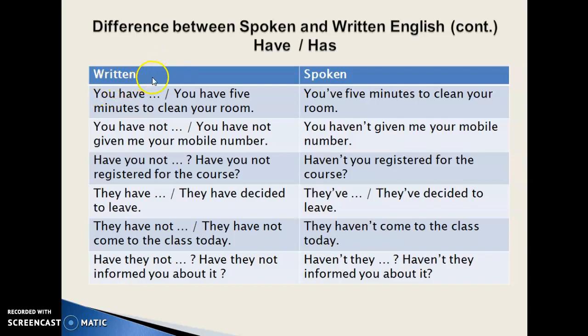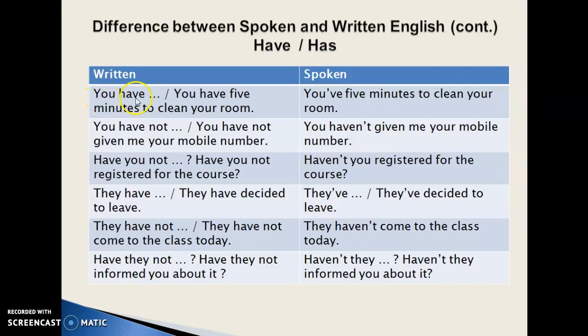In written English, we have, you have. In spoken English, the word have is apostrophized, and we will be focusing on spoken English. Let us read what is there for written English and then we'll proceed with the spoken English. Let's begin.